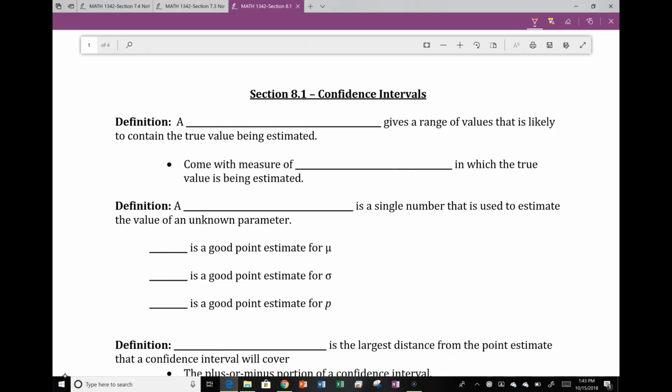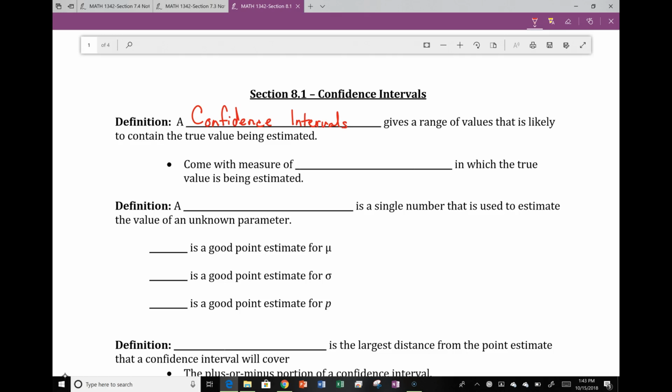In this video, we're going to talk about confidence intervals. We've been talking about how to calculate the probability that a value is greater than, less than, or in between certain things. Well, a confidence interval gives us a range of values that is likely to contain the true value.